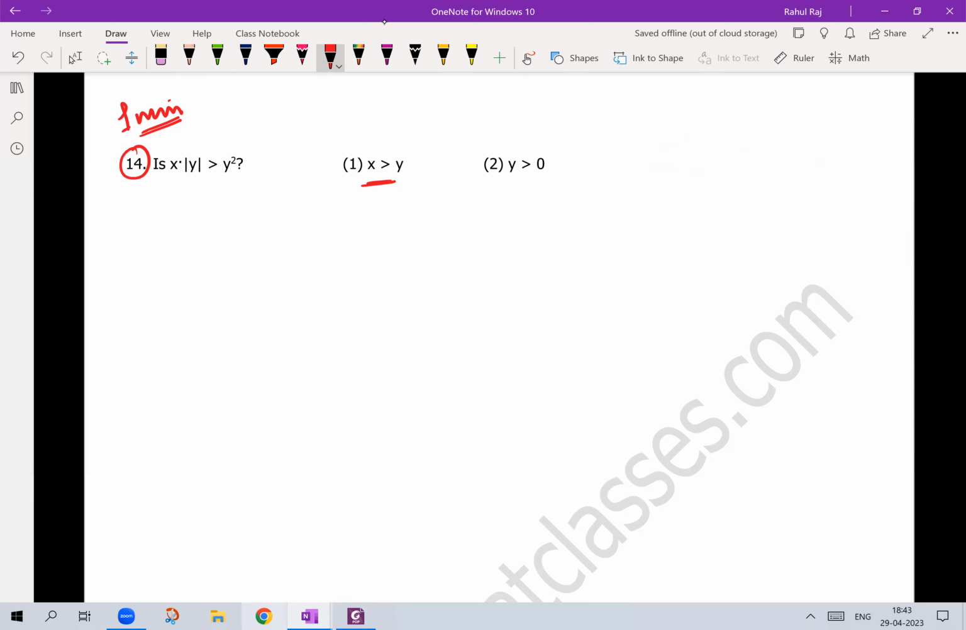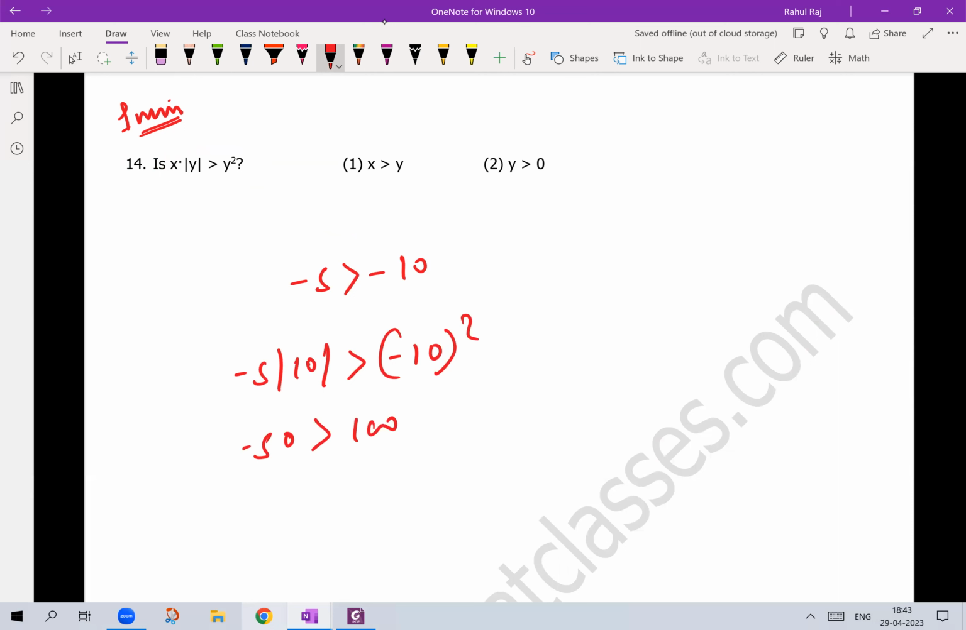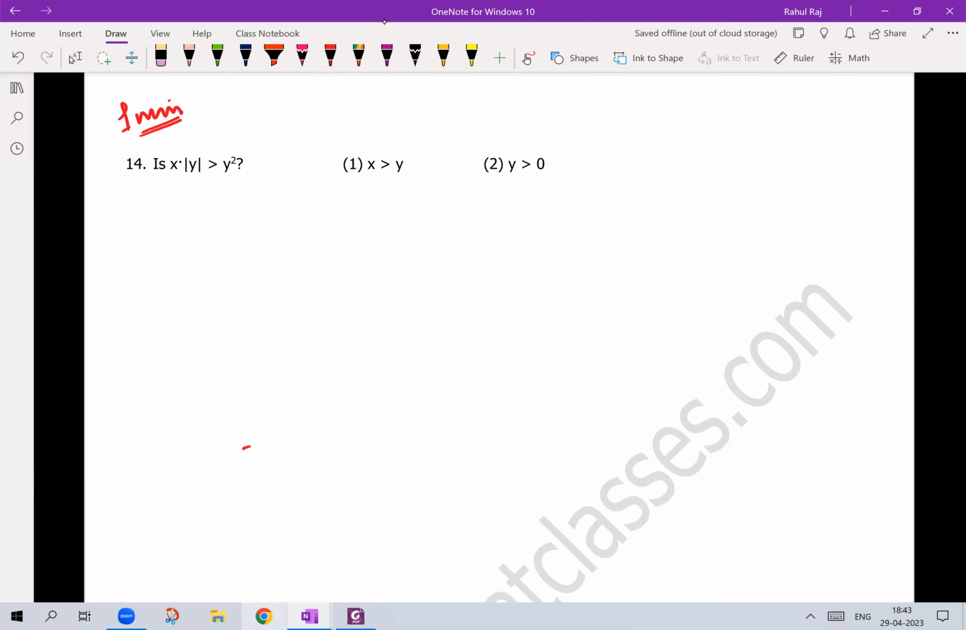You want to say yes or no situation. So imagine if I take 10 greater than 5. Now if I put here, this is satisfying. But imagine if I take minus 5 greater than minus 10 also, right? Now if you put over here, it won't happen. Minus 5 into 10 greater than minus 10 square. Impossible. This is minus 50 greater than 100. Not possible.